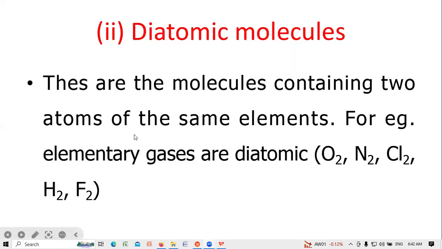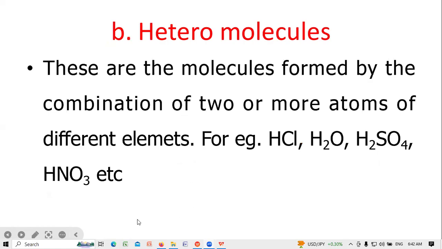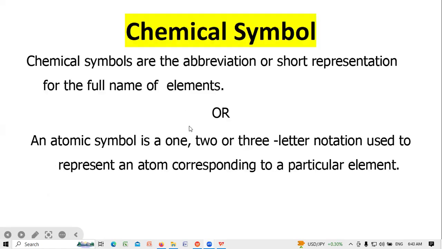Diatomic molecules are molecules containing two atoms of the same element. For example, elementary gases are diatomic: O2, N2, oxygen molecule, nitrogen molecule, chlorine molecule, hydrogen gas, fluorine molecule. Polyatomic molecules are molecules of the same element containing more than two atoms. Example, ozone, phosphorus, sulfur. Heteroatomic molecules are molecules formed by the combination of two or more atoms of different elements. For example, hydrochloric acid, HCl, water, H2O, sulfuric acid, H2SO4, nitric acid, HNO3.